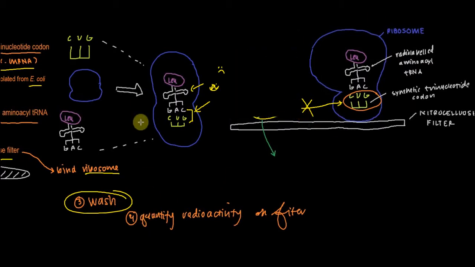And then what we do is we quantify the radioactivity on the filter using scintillation counting. And what this does is it actually quantifies whether the aminoacyl tRNA is associated with the ribosome. Right? So is this actually going on, how much of this is going on, or is it going on in the first place? Now remember that if the tRNA can bind to the trinucleotide, then it'll be on the ribosome, and it'll be stuck to the filter. That's the bottom line here.